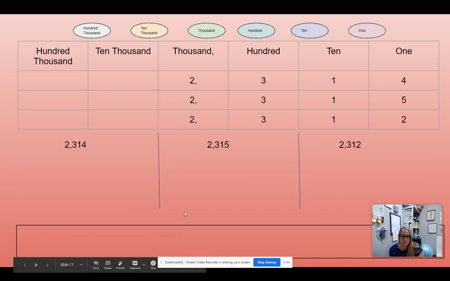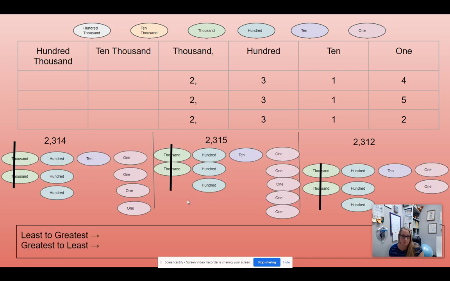Let's look at another example. Here I have three numbers again. I have the number 2,314, 2,315, 2,312. So the first thing that we're going to do is what? What are we going to do first? That's right. We're going to use our place value discs and we're going to make a picture or a model.